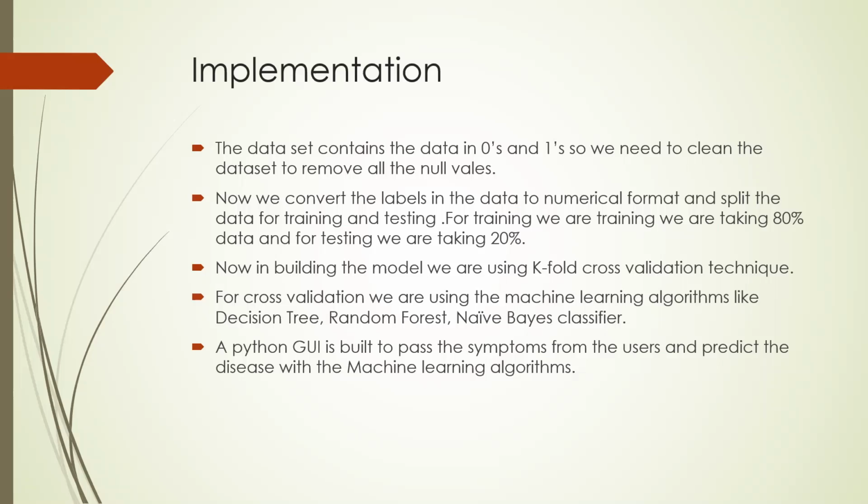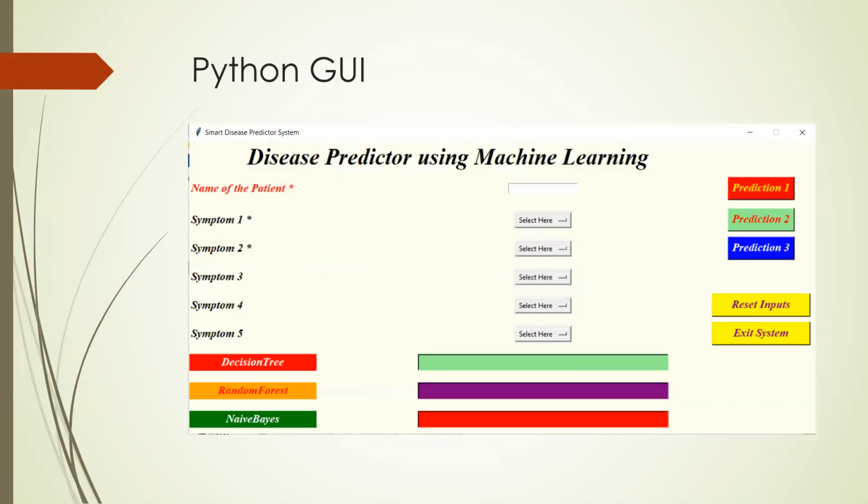And then we used one of the major logic here, which is the K-fold cross-validation technique, which takes the machine learning classifier algorithms that we have taken and then uses those to take the training data, analyze it, and predict the diseases.